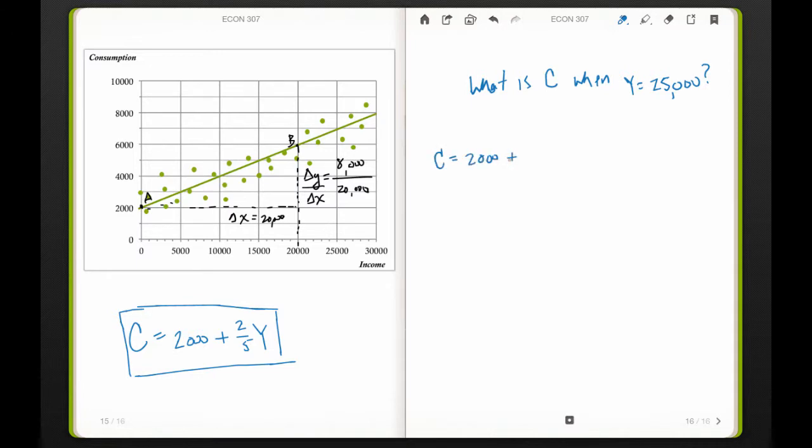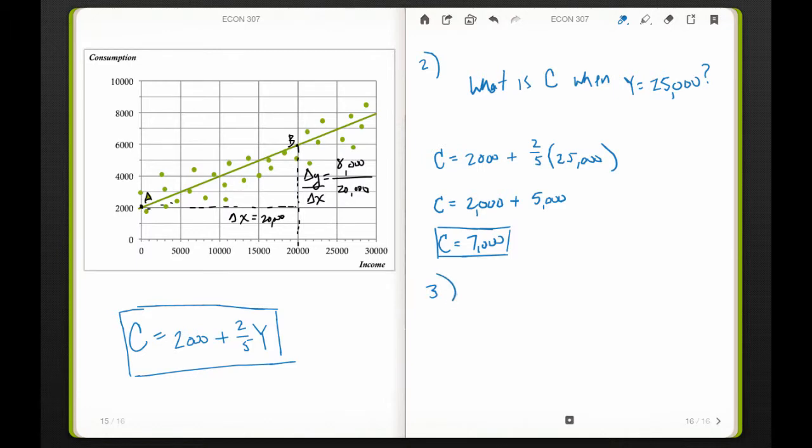So if we want to find out this ordered pair, we have 2,000 plus 2/5 times 25,000. So I can simplify, and 2/5 or 40% of 25,000 is going to be 5,000. So we get what we predicted based on the graph. We get consumption is equal to 7,000. So that was that second question.